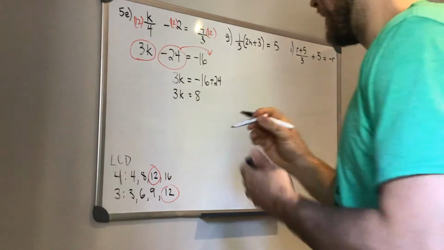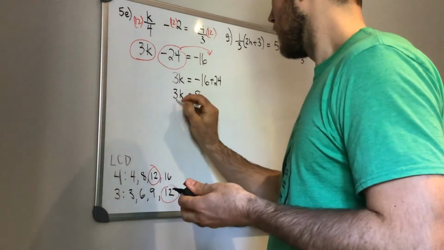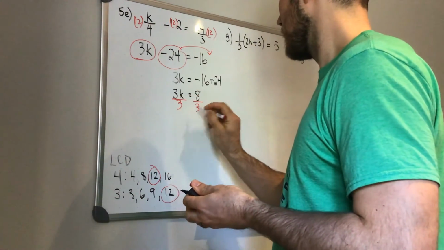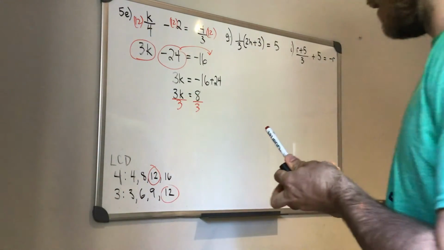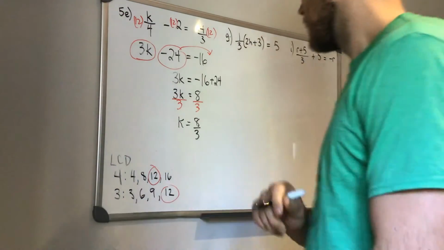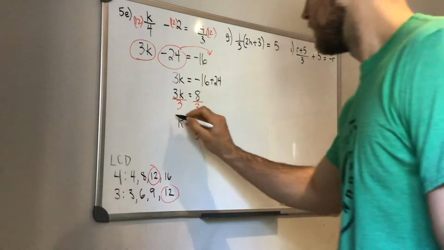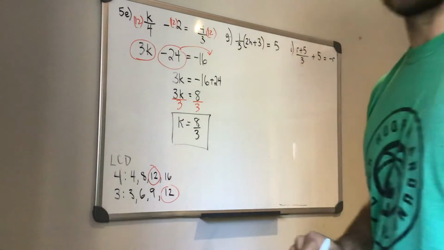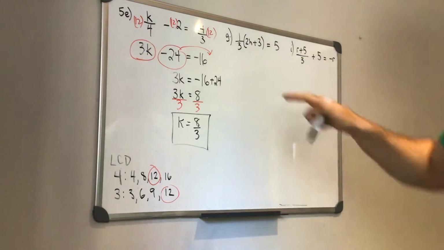So in order for us to get just k, we've got to get rid of that 3 that is multiplying our k. And k is equal to 8 over 3. And we're all done. All right, our next one.